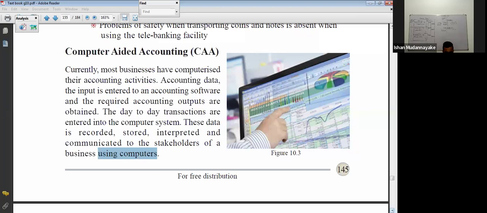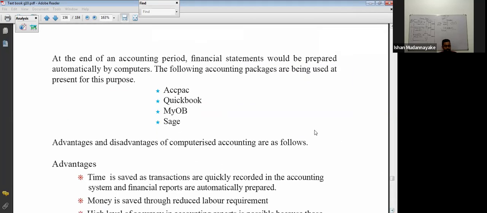Go to page number 146. These are some of the accounting softwares: Aspect, QuickBooks, MYOB, Sage. But nowadays we can't see Aspect software in Sri Lanka. Businesses are not using Aspect. But some business organizations use QuickBooks. MYOB also we can see, Sage also we can see. In one of the government organizations, I have seen Sage accounting software, but I haven't seen Aspect or MYOB. Most small scale businesses use QuickBooks.